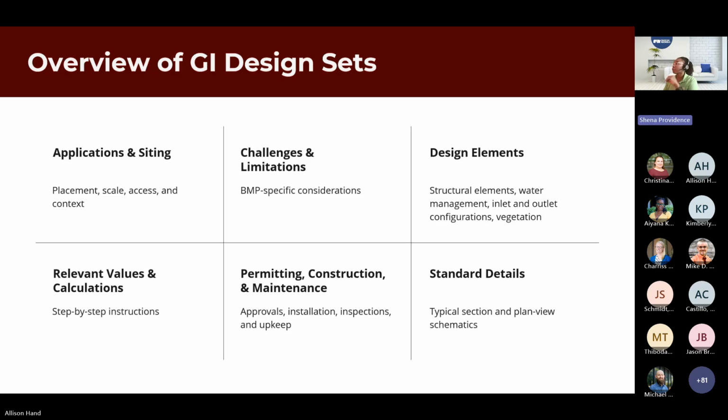And so after going through the implementation guide, you'll notice that within all of the design sets, we have these 6 different key topics. We have applications and siting, the different BMP-specific considerations, challenges, and limitations, the design elements for a given GI practice, their step-by-step instructions and calculations of how to actually design and size these systems, permitting, construction, and maintenance considerations, as well as your typical standard CAD detail. And with that, I'll pass this off to Allison, who will touch on filtration-based systems.